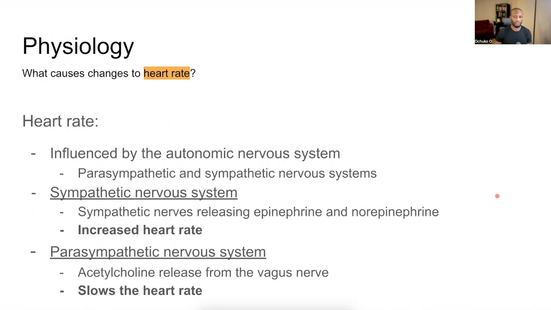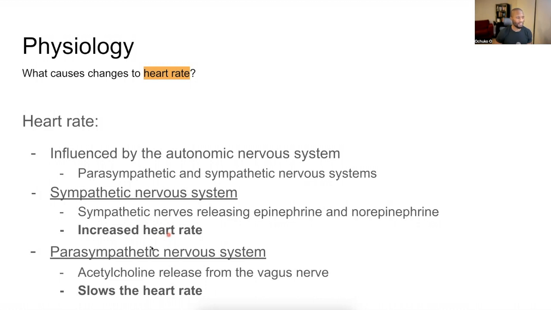Now that we know what variables affect the amount of blood the heart pumps, we can talk about factors that influence these variables, starting with heart rate. With heart rate, the autonomic nervous system is going to affect it. Specifically, we see influence from the sympathetic nervous system and also from the parasympathetic nervous system. The sympathetic nervous system is your fight or flight, right? It's going to ramp things up, release norepinephrine or epinephrine, and cause the heart rate to increase.